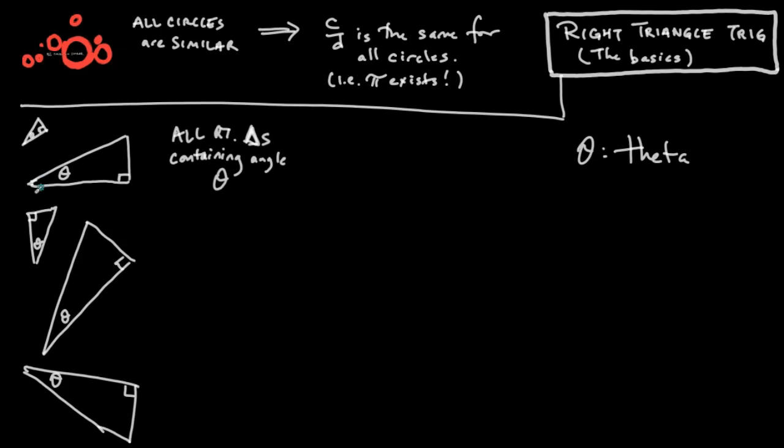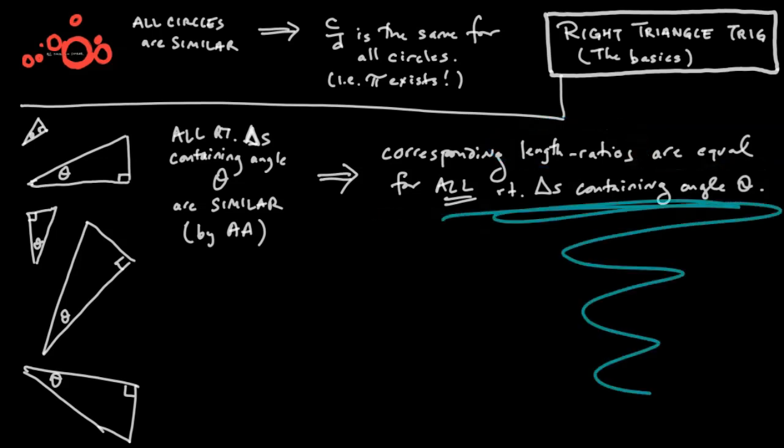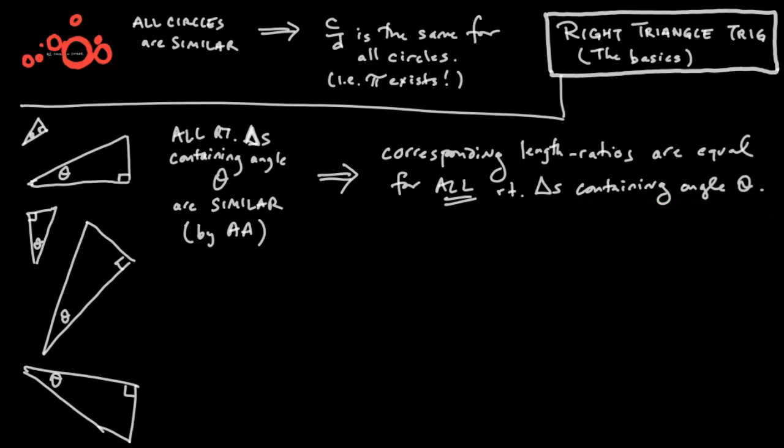Whatever we're talking about, we can consider the whole family of all right triangles that contain that angle, and we know that all of them are similar, and we know why they are similar by the angle-angle similarity criterion. Well, that means that corresponding length ratios are equal for all such triangles, all right triangles containing angle theta. Now, note how similar this is to the case of circles, but note also how different it is.